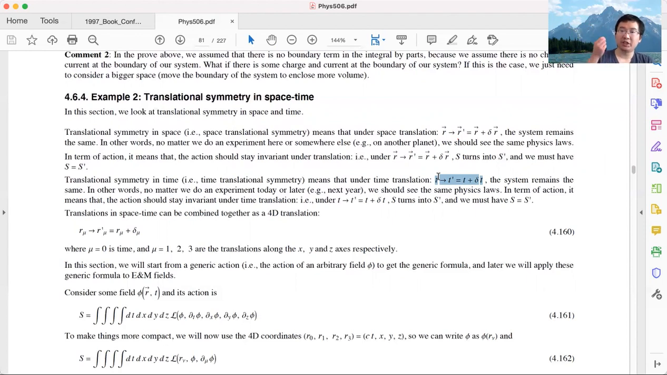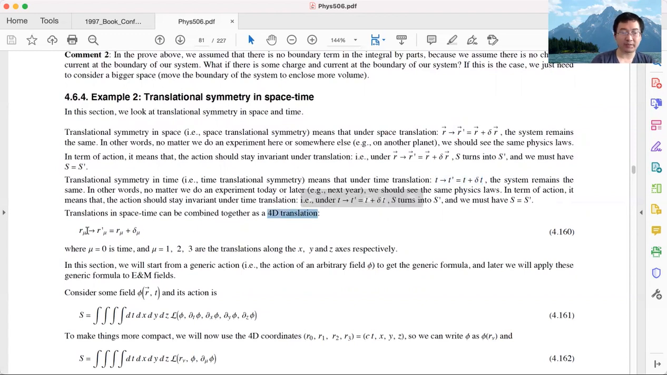The reason we want to group translation in space and time together is because in special relativity, we learned that space and time are coupled together through the Lorentz boost. Position and time combine together as a 4D vector. That's our 4-dimensional coordinates, so that's why we want to combine them. So in this section, we will consider translation in space or translation in time, and again, we will use a 4D formula.